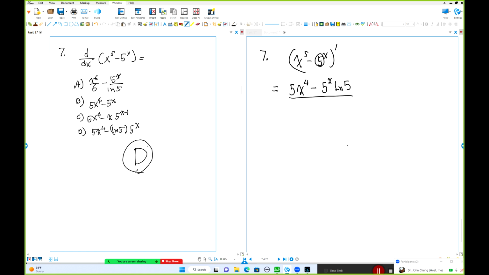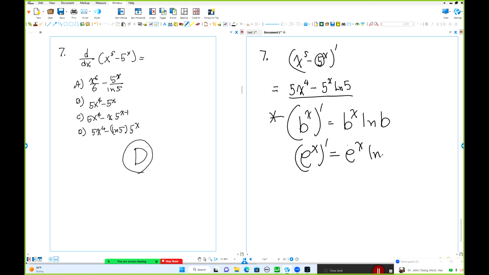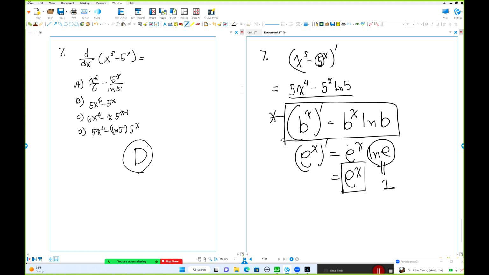But remember, whenever you have b to the x, it doesn't matter what b is, any base number, the derivative equals b to the x times ln b, right? Especially the derivative of e to the x: e to the x times ln e, but ln e equals 1. That's why the derivative of e to the x is always e to the x, okay? Because ln e is 1. This is the general formula, okay? So we have to memorize this one, okay?